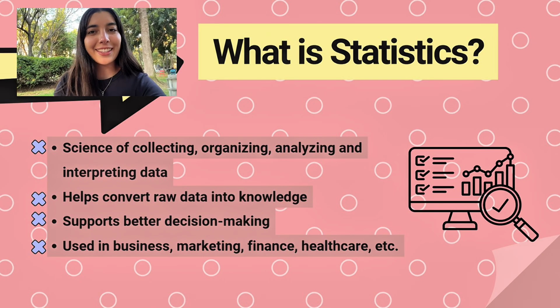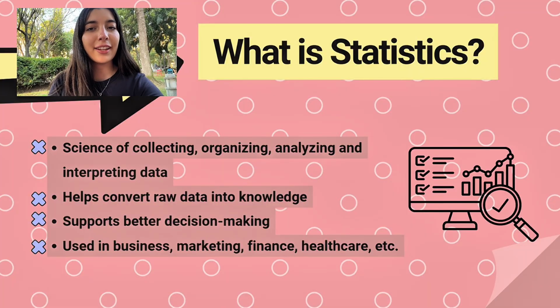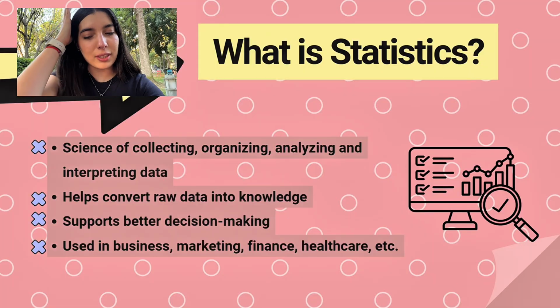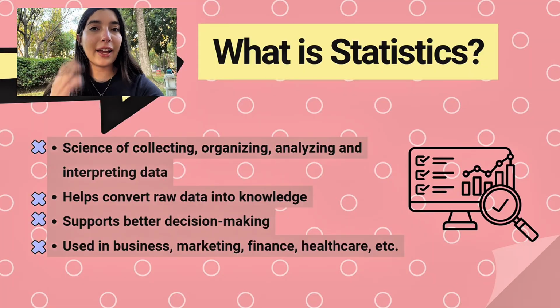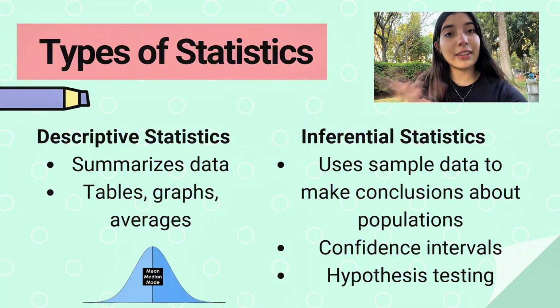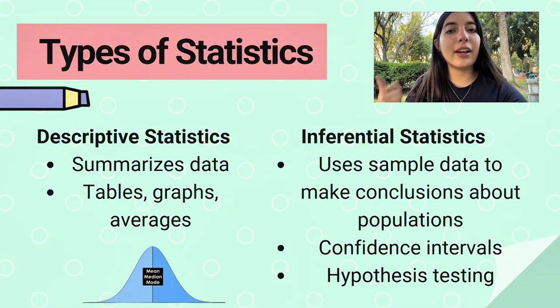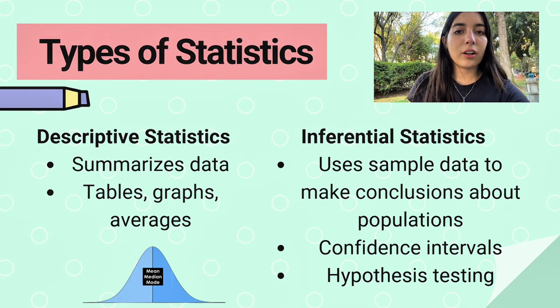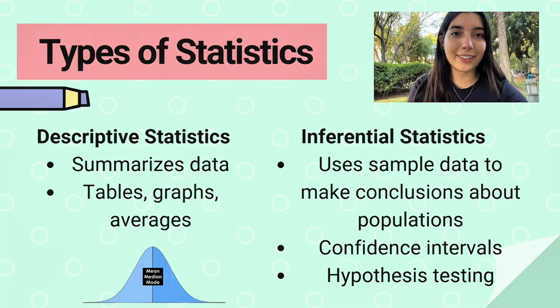So, what is statistics? It is the science of collecting, organizing, analyzing, and interpreting data. It helps convert raw data into knowledge, supports better decision making, and is used in business, marketing, finance, healthcare, and more. The types of statistics are descriptive and inferential statistics. The descriptive summarizes data, like tables, graphs, and averages, and the inferential uses sample data to make conclusions about populations, confidence intervals, and hypothesis testing.